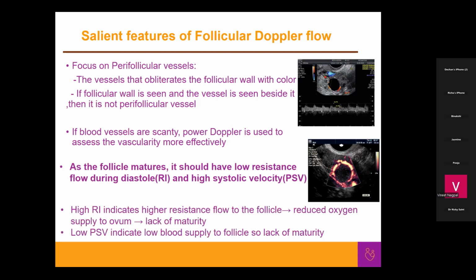In the cases where RI resistance increases, it means the follicle is not getting good oxygen. So that follicle will not give us a good egg. The maturity of the follicle will not be there. Similarly, if the systolic velocity is not very good, the follicle will not get good vascularity. So again, this follicle will remain immature and incompetent. That is why the pregnancy rates where the PSV is low and RI is high are very low.